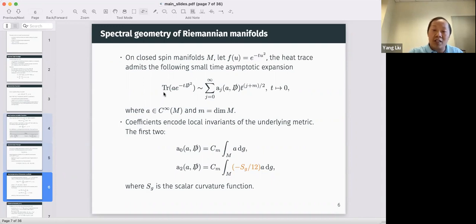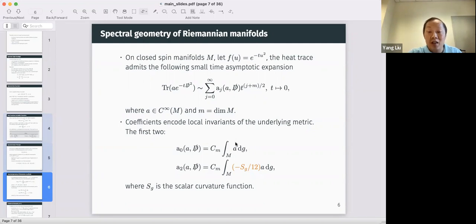Such a trace has a small time asymptotic expansion, an expansion around small t. These coefficients are local, linear functionals in A. They encode the local invariants associated to the Riemannian metric. For example, the very first coefficient a zero is basically the volume functional, right?